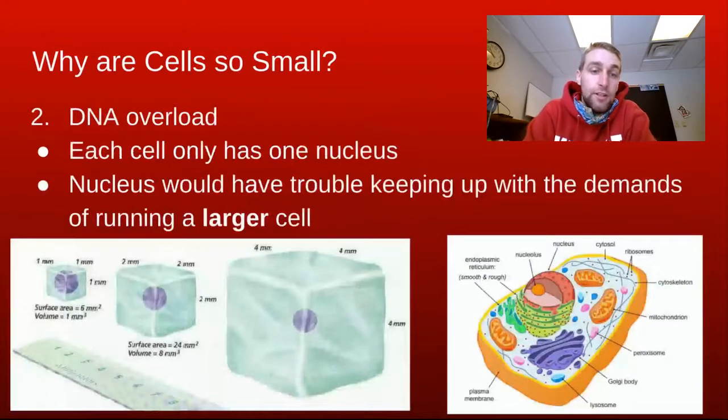Some other reasons we didn't talk about in class as much. One of those is DNA overload. If you imagine a cell getting bigger and bigger and bigger, well, if it's a single cell, it still only has one nucleus. So if that cell gets bigger and bigger, eventually you have one nucleus that's trying to run this gigantic cell, and it just can't keep up. It can't make mRNA quick enough to keep up with the demands of a bigger and bigger cell.